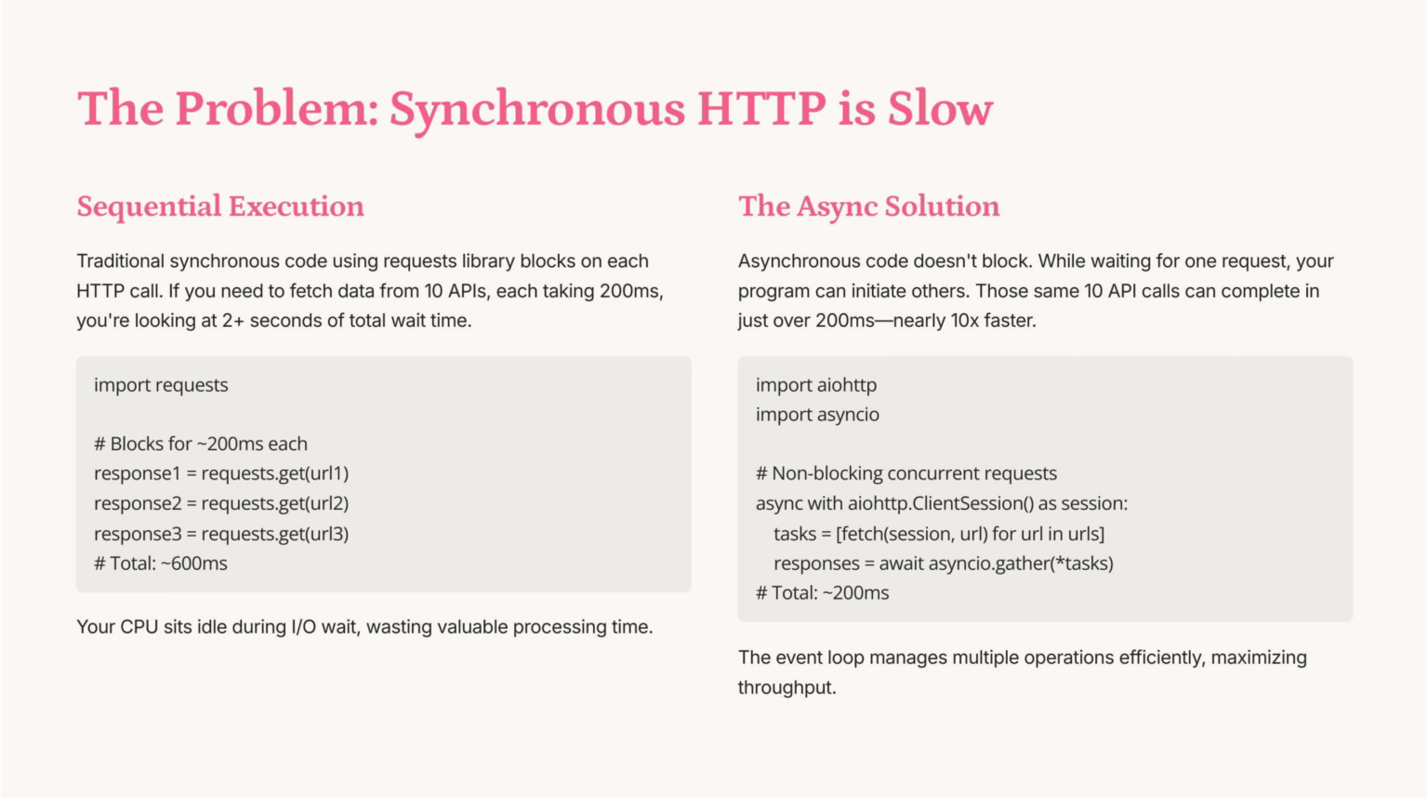For instance, fetching data from 10 application programming interfaces sequentially can take over 2 seconds. In contrast, asynchronous requests using aiohttp and Asyncio allow concurrent execution, reducing total wait time to around 200 milliseconds. This approach leverages the event loop for efficient multitasking, enhancing performance.